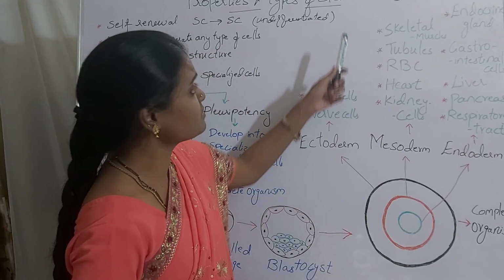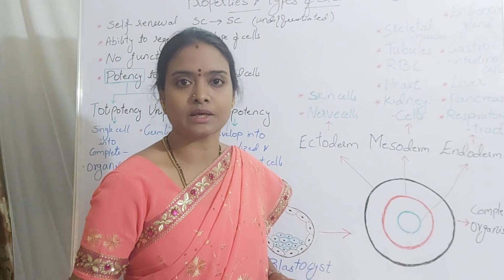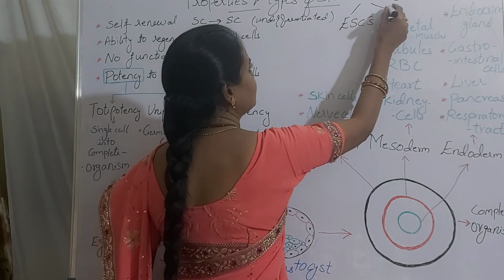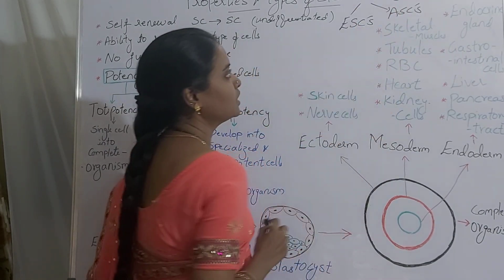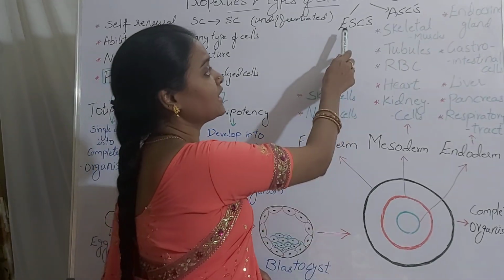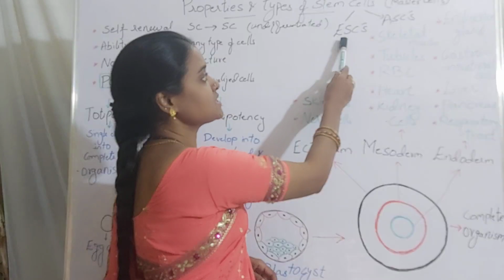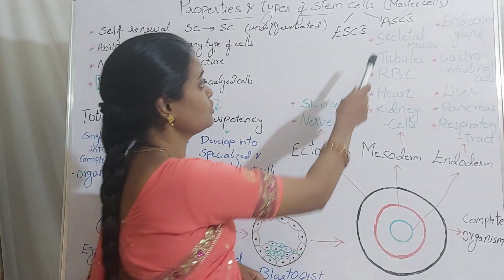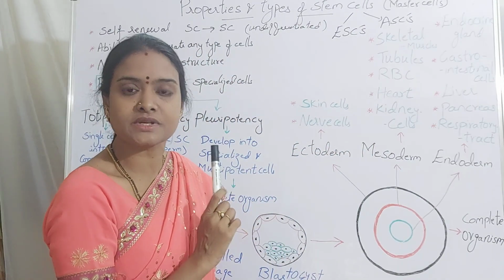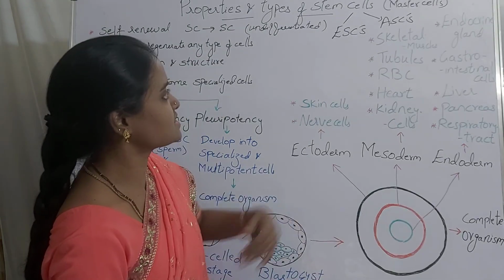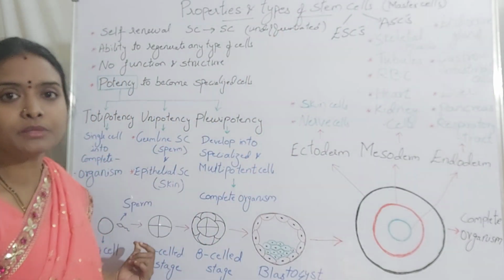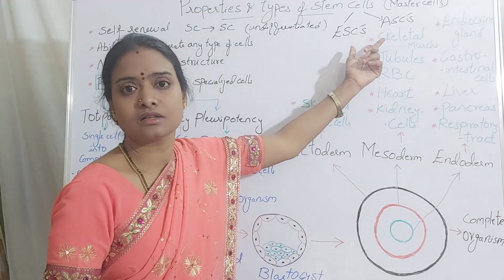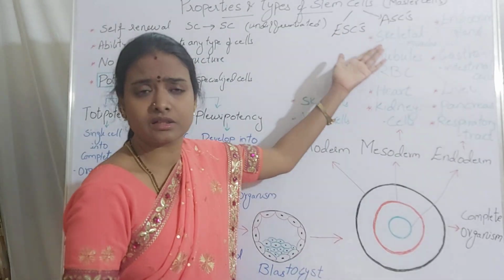And here the stem cells are again classified into two types, that is embryonic stem cells and adult stem cells. The name itself represents that embryonic stem cells are present in the embryo, whereas adult stem cells, the name itself mentions, are present in the adult. So it is not that stem cells are present only in the embryo, but they are also present in the complete organism, or in any other adult organism.